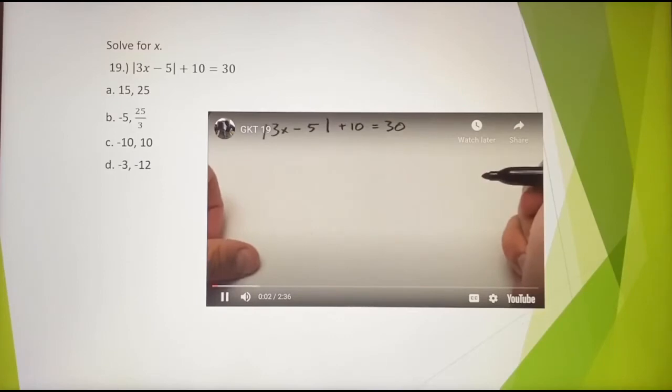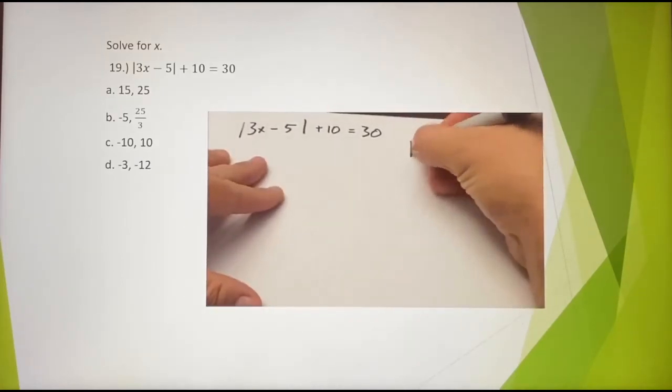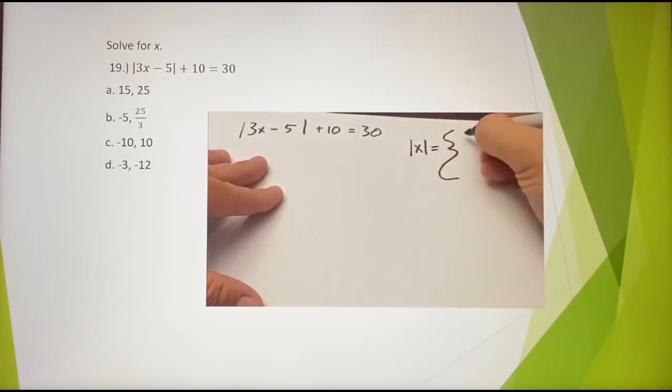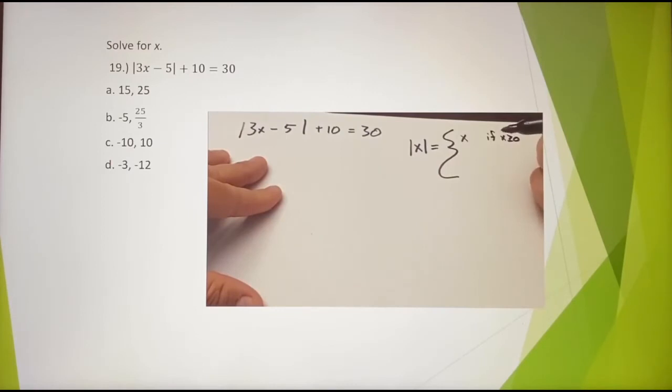Okay, so our next problem is an absolute value problem, and just as a little review, this is the definition for absolute value. If what we're taking the absolute value of is positive, then we just drop the bars. If whatever in here is negative, then we have to change the sign.